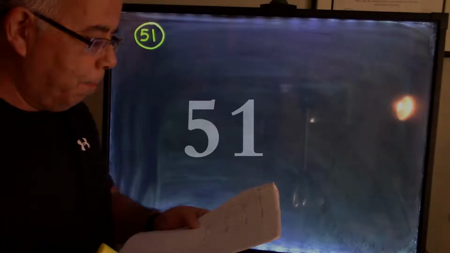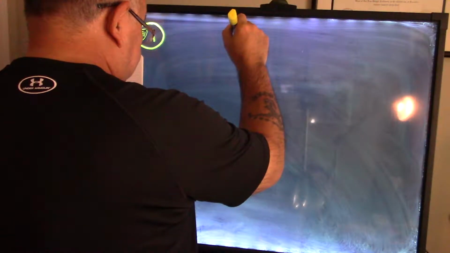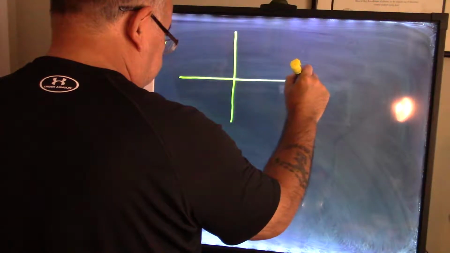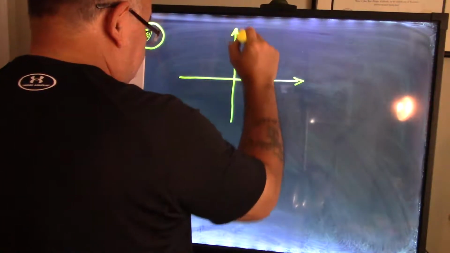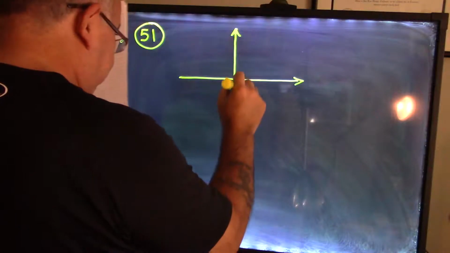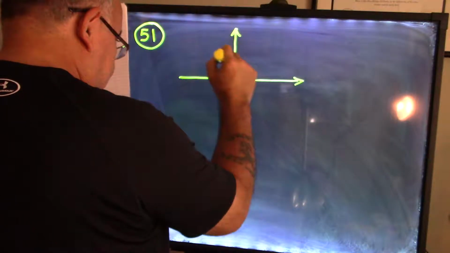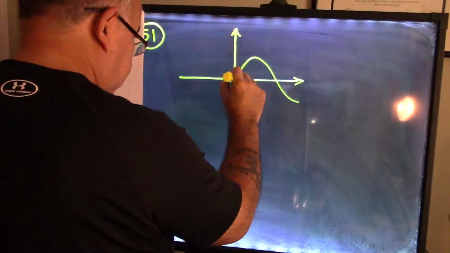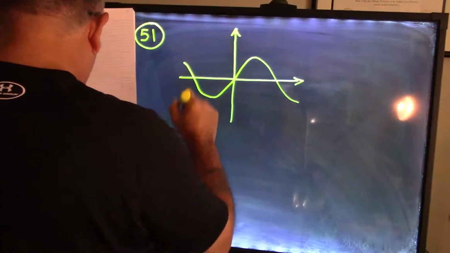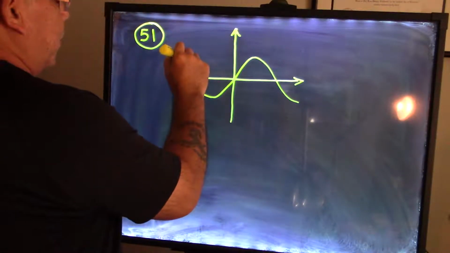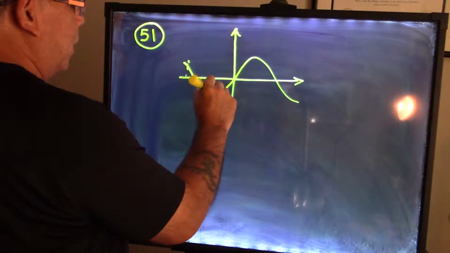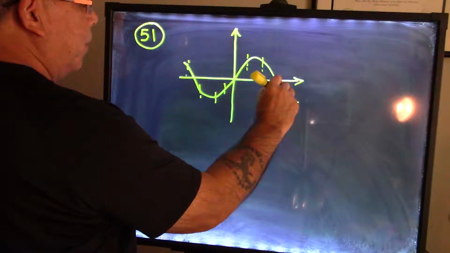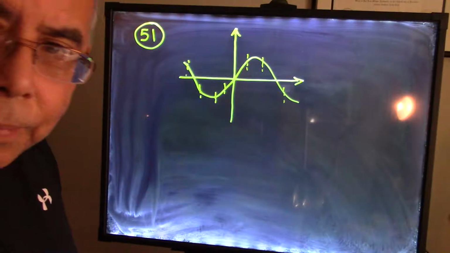Number 51. This kind of looks like a sine curve, S-I-N-E, which we'll be covering when we do some trigonometry. And yeah, that's a function. Everywhere you draw a vertical line, it touches only once. So this is a function.